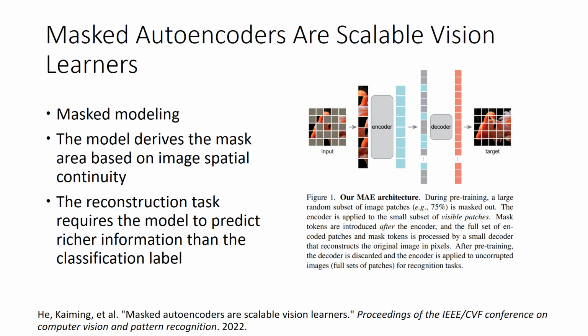Second, this work finds that masking the input image with a high proportion, such as 75%, can yield a non-trivial and meaningful self-supervised task. So in this paradigm, the model's task is to reconstruct the original image by masking the regions. Compared with the traditional classification labels, the reconstruction task requires the model to predict richer information, including details and structures of the image. Through occlusion modeling, the model is forced to understand the connections and the interactions of different areas in the image so that it can accurately restore the content of the occluded area.